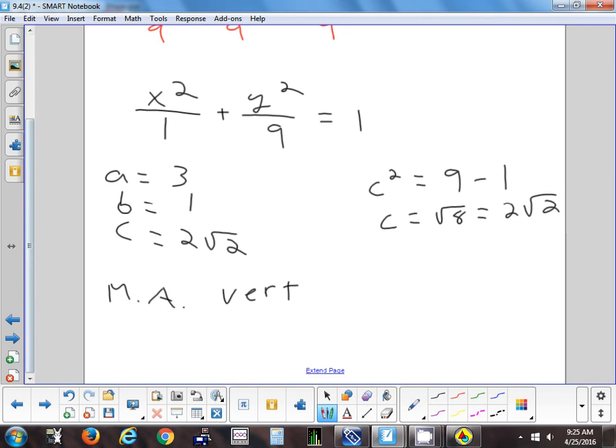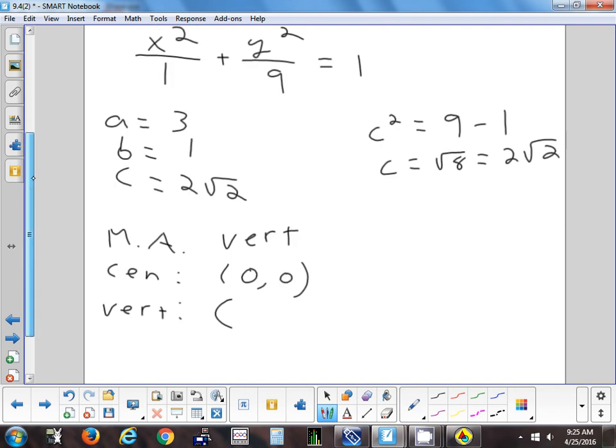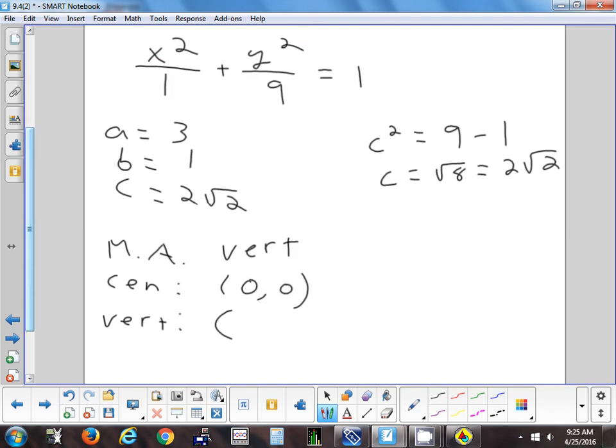All right, where is my center? Yep, again, it's going to be very obvious when it's not 0, 0. Okay, you'll know. Vertices. Okay, how many units away from the center are the vertices? 3 units. Above and below or left and right? Above and below. So that's going to be 0, up 3, down 3.